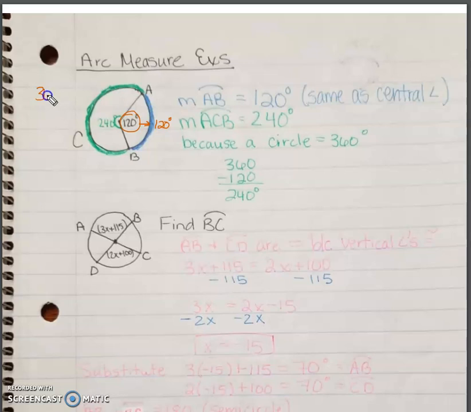And my pen is lagging. 360. Ooh, that looks bad. Let's try that again.